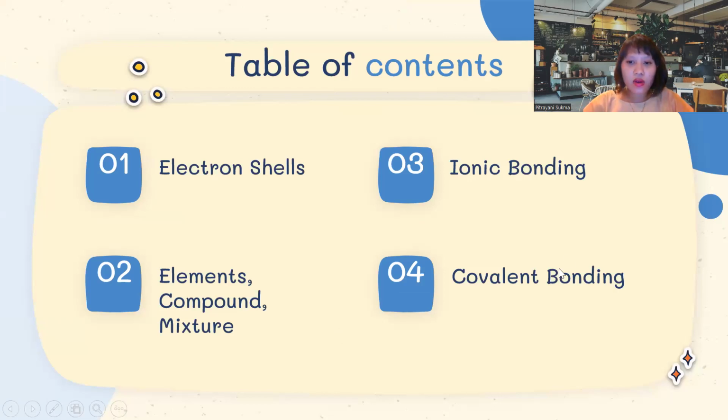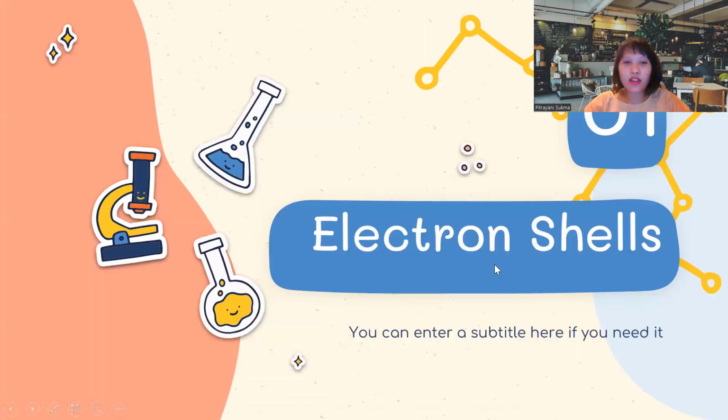Okay, so what I will explain in this presentation, first I want to explain what electron shells are, and then what elements, compounds, and mixtures are. I will also explain what ionic bonding is and what covalent bonding is. So let's go to electron shells.